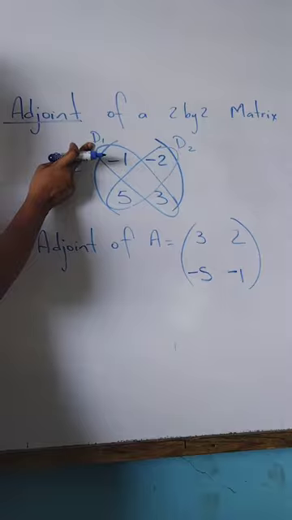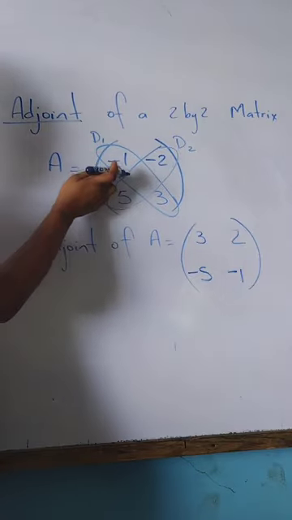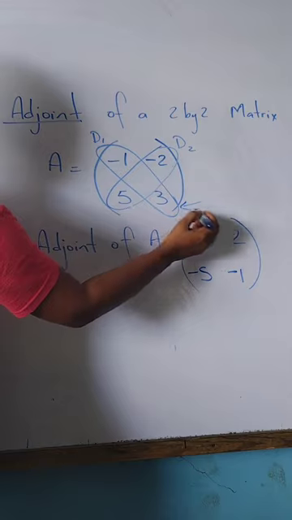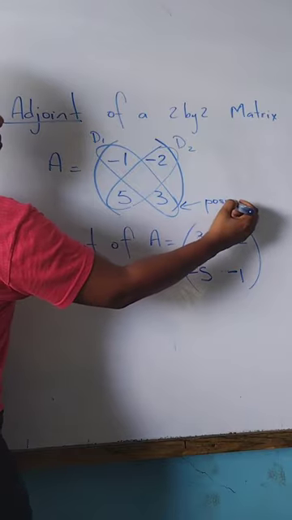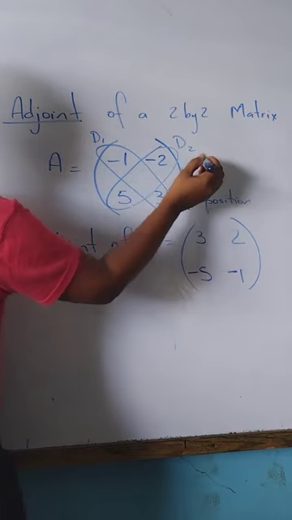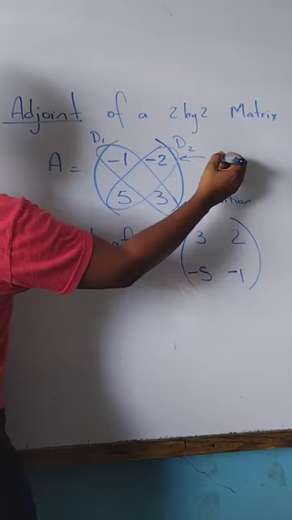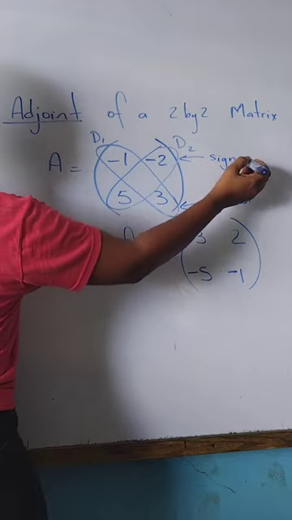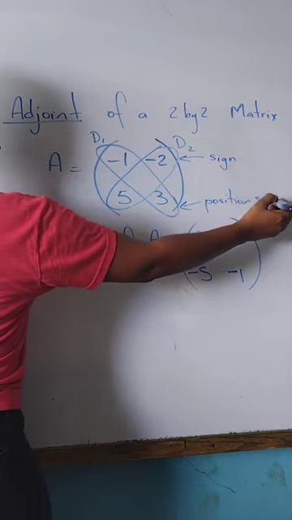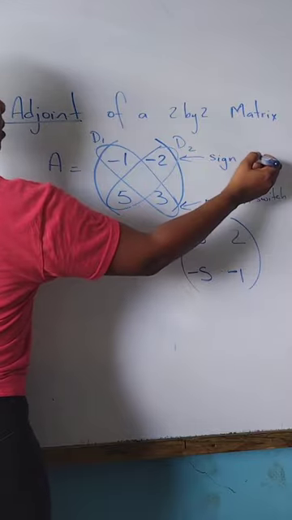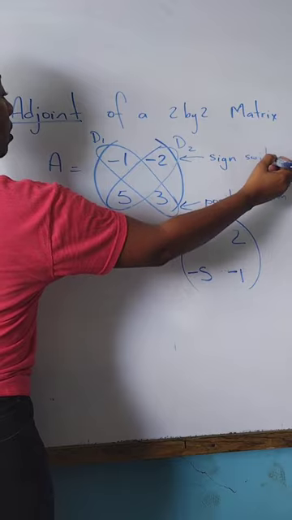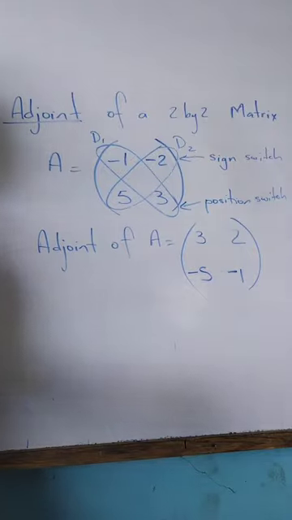On my leading diagonal, what I did was to switch the positions. So this is a position switch. Diagonal 2 is a sign switch. So this is a position switch, and this is a sign switch. And that is the rule at all times.